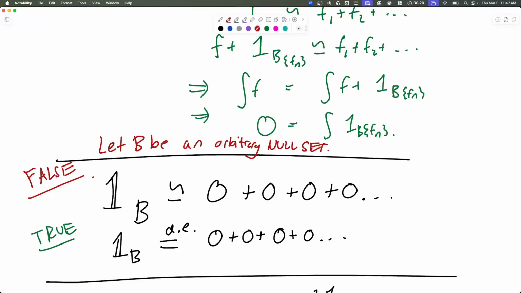Right, and so this thing is equal to zero almost everywhere because B is a null set. So the difference between this and this is just the indicator of B, and that's a null set. So these things are equal almost everywhere because their difference is a null set. But these things are not special equals, because they're supposed to be equal everywhere, and they're not equal everywhere. They're only equal on the complement of B.